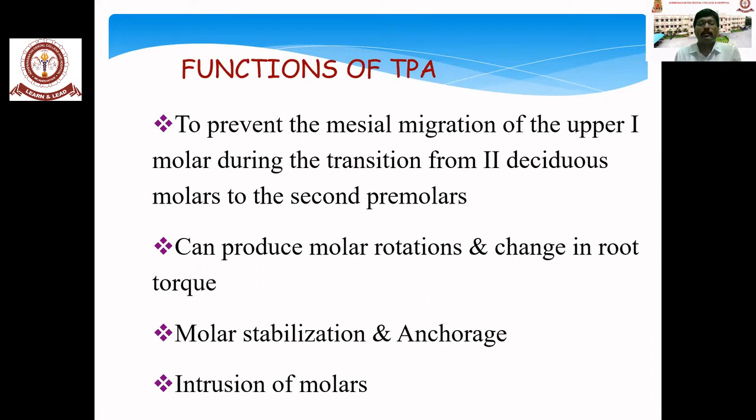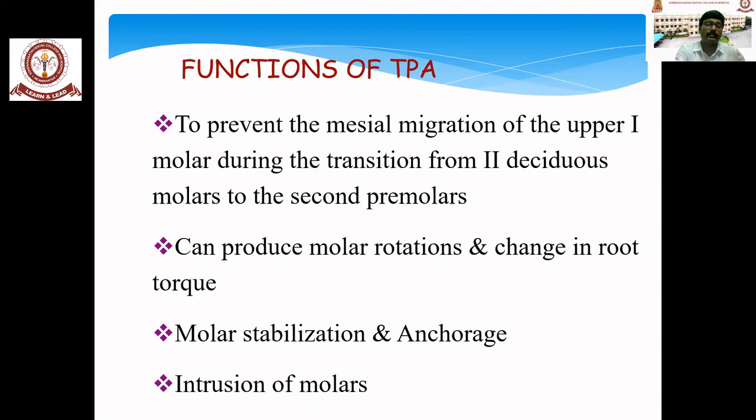So it prevents the mesial migration of the upper molar during transition from the second deciduous molar to the second premolar, and it can produce molar rotation and change in the root torque if necessary. Sometimes your molars will be rotated. You can derotate the molars which are rotated by using a transpalatal arch. It stabilizes the molar and also serves as an anchorage reinforcer. And in cases where you have to intrude the molars, wherein the molar is supraerupted, you can use anchorage through intrusion of molars.